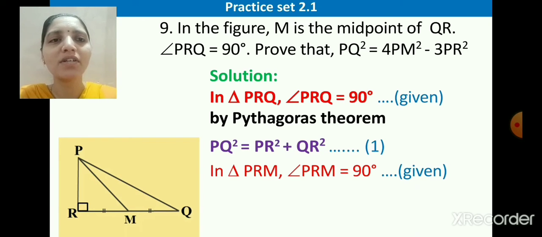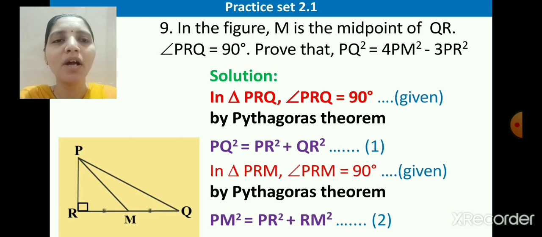Now you have to consider triangle PRM. In this triangle also angle PRM is 90 degree. Write the reason as given. Now apply the Pythagoras theorem. You will get PM square is equal to PR square plus RM square. Write this equation as equation 2.